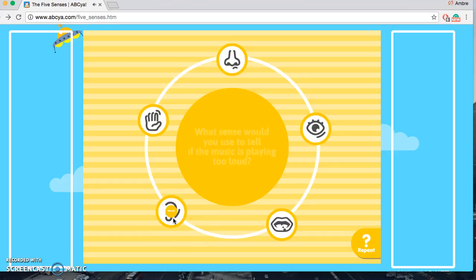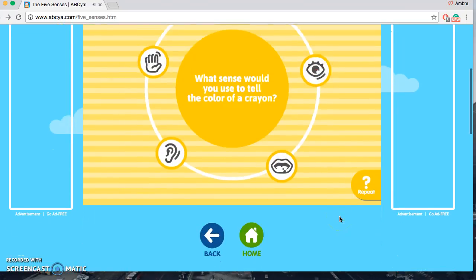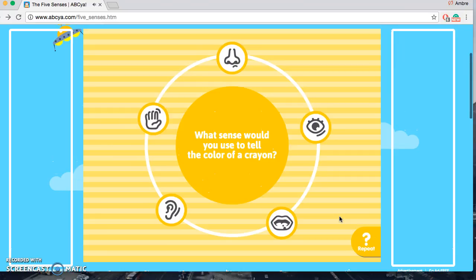Nice one! What sense would you use to tell the color of a crayon? Now that you have understood the game, you can try this at home. This website link is on our PowerPoint on the very last slide. You can practice this at home to fully comprehend and understand the 5 senses. You can also just play it as many times as you'd like.